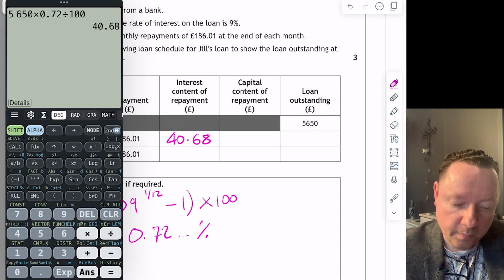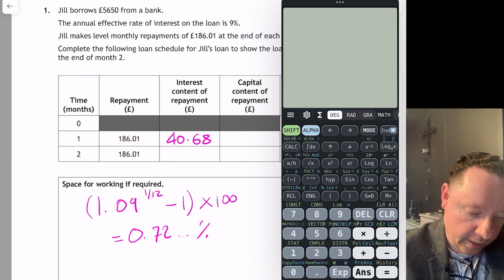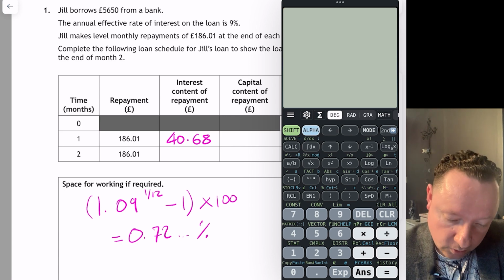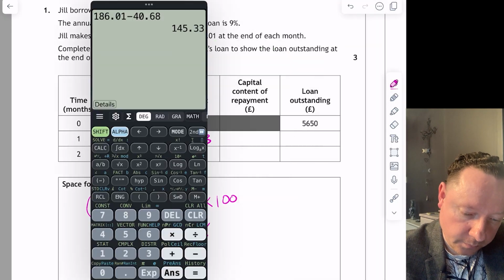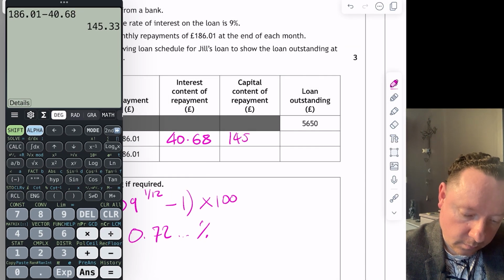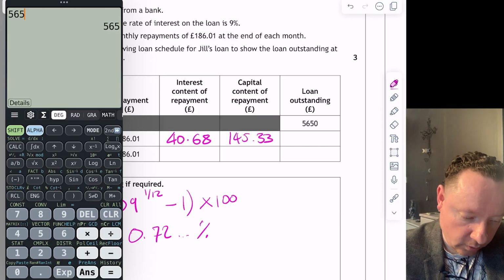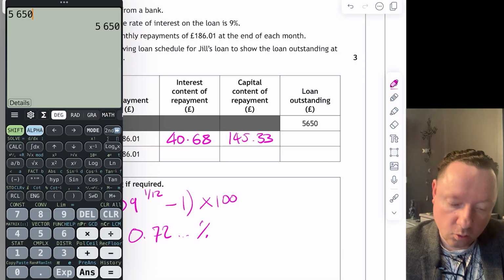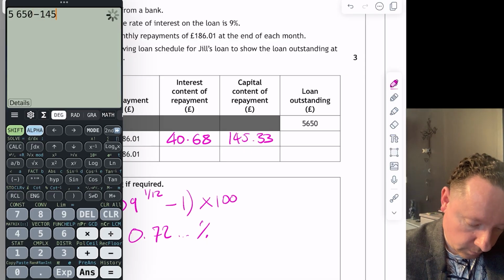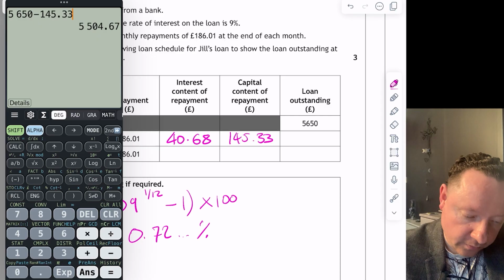Capital content of repayment, well, that is just your repayment minus your interest. So the repayment's 186.01 minus your interest, which gives you 145.33. And the loan outstanding is the previous loan outstanding minus the capital content because interest doesn't go towards it. So that's 5504.67.